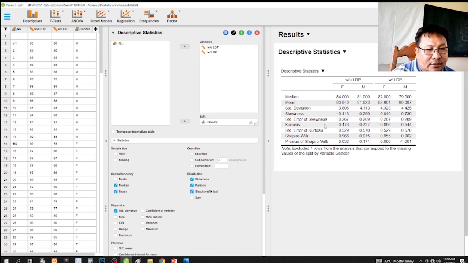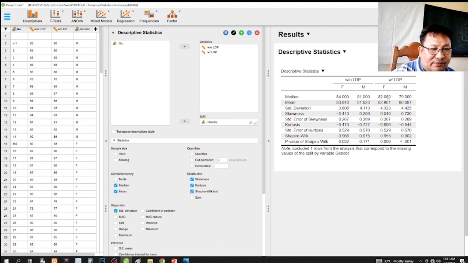As you can see here, the skewness is the test for the symmetry of the data set. Without LDP for male, there is negative. For male, there is positive. For female, this is positive and still positive. So for without LDP, negatively skewed and positively skewed. They are on both sides, but there's no symmetry because the skewness is not equal to zero and it is negatively skewed.